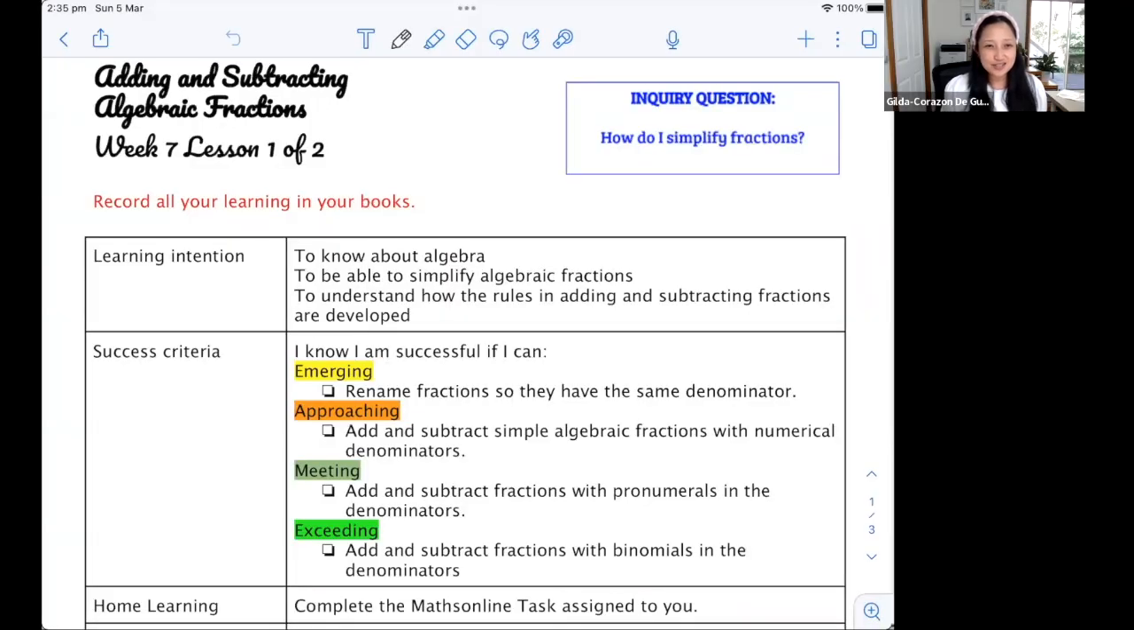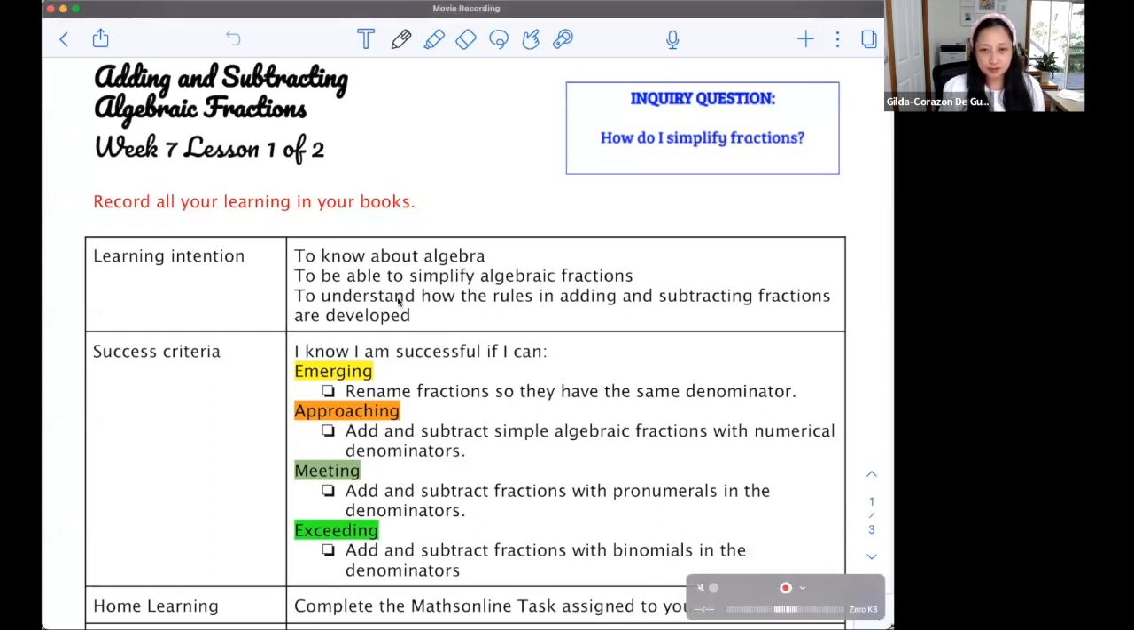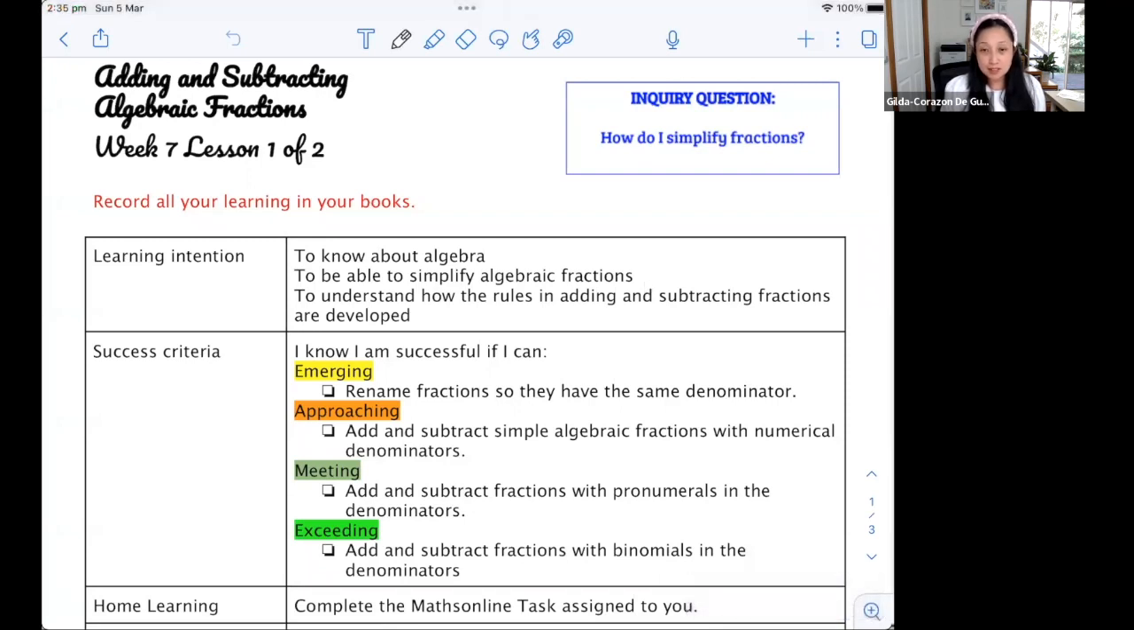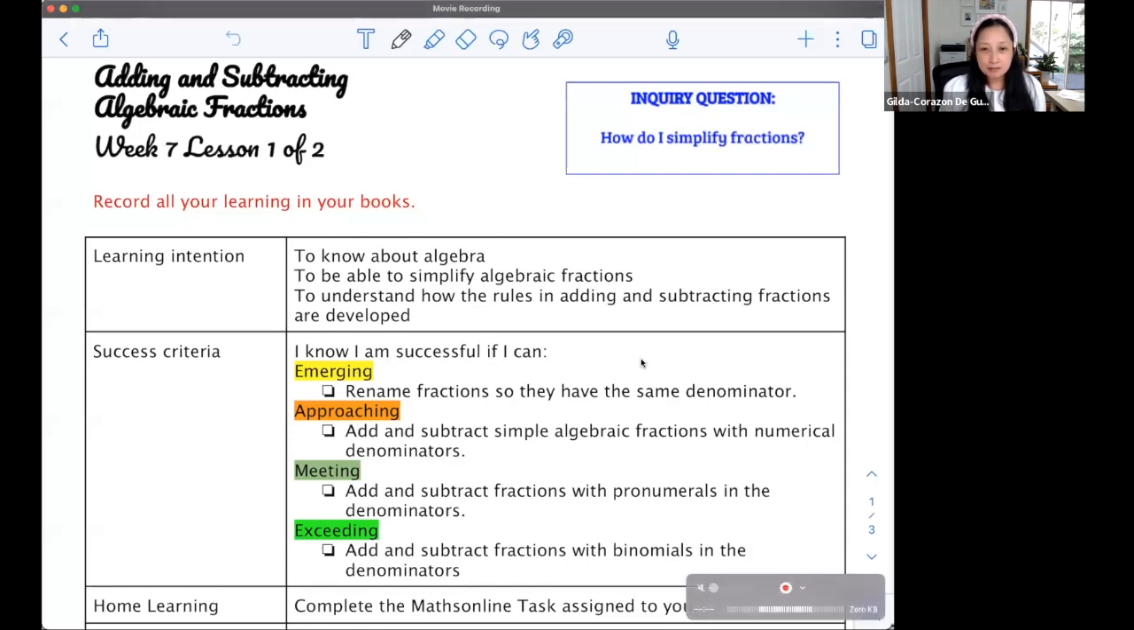Hello, everyone. So today we'll be talking about adding and subtracting algebraic fractions. These are our learning intentions for today. We want to know about algebra. We want to be able to simplify algebraic fractions. Essentially, we will be talking about all the different operations in simplifying algebraic fractions: adding, subtracting, multiplying, dividing, and for a few of them, a combination of them. Hopefully we'll be able to understand how the rules in adding and subtracting fractions are developed.